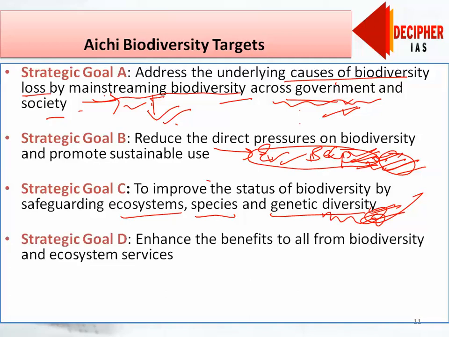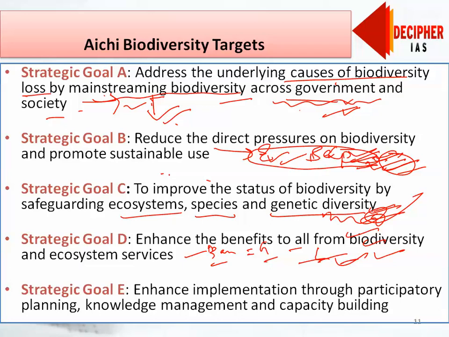Fourth goal is enhancing the benefits from all the biodiversity and ecosystem services. We get a lot of benefits from this biodiversity and ecosystem services. We get bamboo, we get tobacco, then we get gum, we get fruits, vegetables, crops, meat, milk, all these things we get from various types of biodiversity and ecosystem services. So we should enhance the benefits to all from these services.